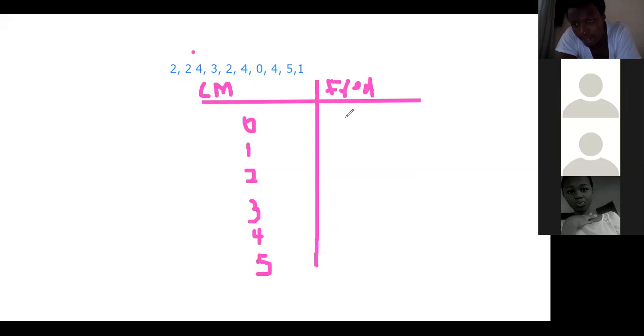Rashid, how many people had 0? So looking at this, only one person had 0. So our frequency here is 1. Then how many people had 1? That one is 1. How many people had 2? We had 3.